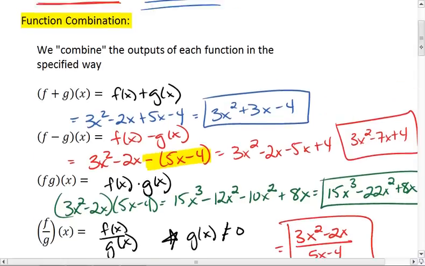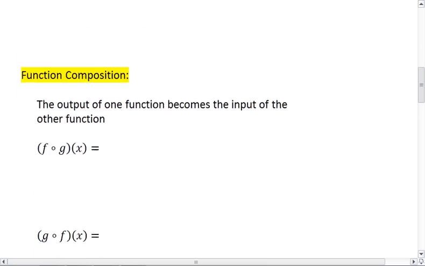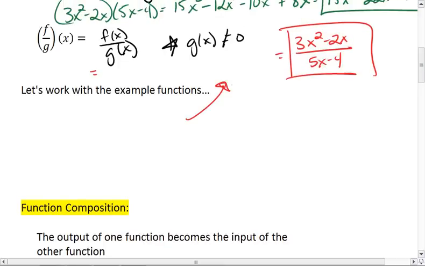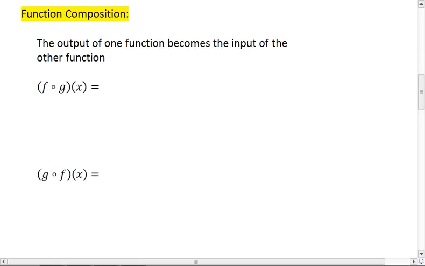That is function combination. So the important thing to remember is that we're combining the outputs of each function. So you find the outputs for each function individually and then combine them from there. This is different than function composition, and we already worked the examples above. If you're ready to talk about function composition, make sure that you go on to the next video.